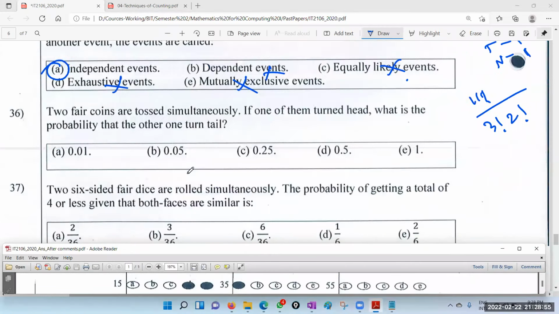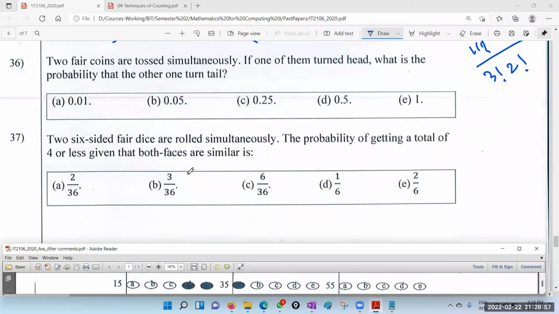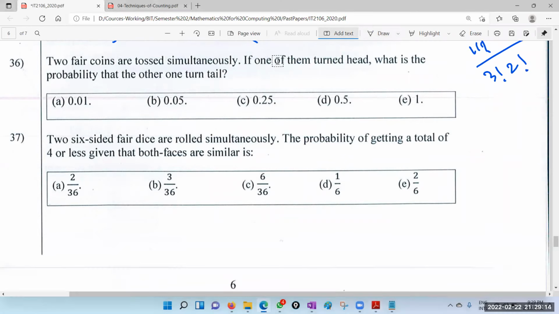A. 36. 2 fair coins are tossed simultaneously. If one of them turns head, what is the probability that the other one turns tail? That is an interesting question, right?